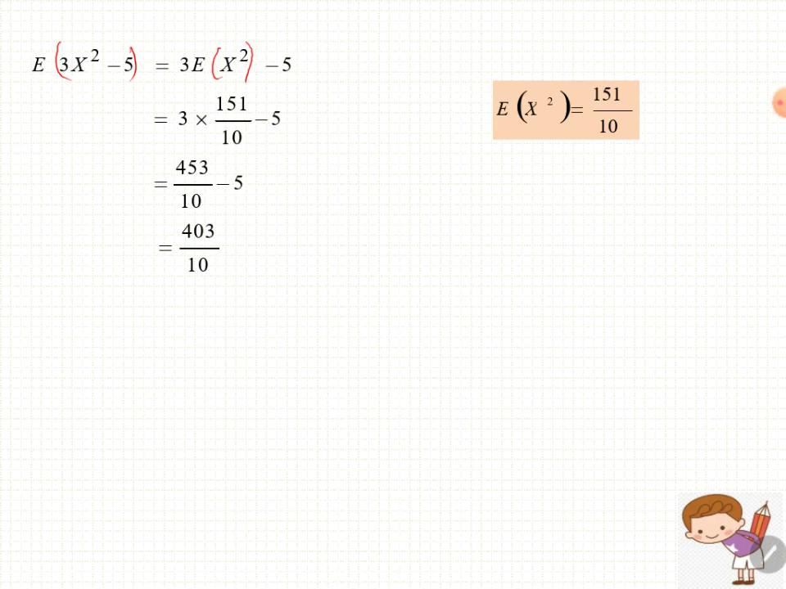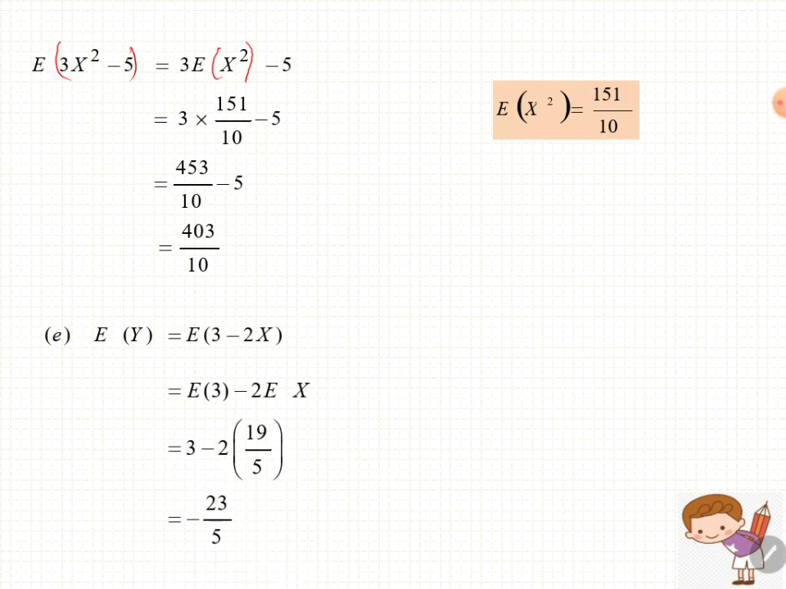And then for question E, expected of y, we just replace y with 3 minus 2x. So we get expected of 3 minus 2 times expected of x. So expected of 3 is equal to 3 minus 2 times expected of x, which is equal to 19 over 5. So we get the answer equal to negative 23 over 5. So what you need to do is to find the expected of x and expected of x squared only, and then use the properties to find out the others.